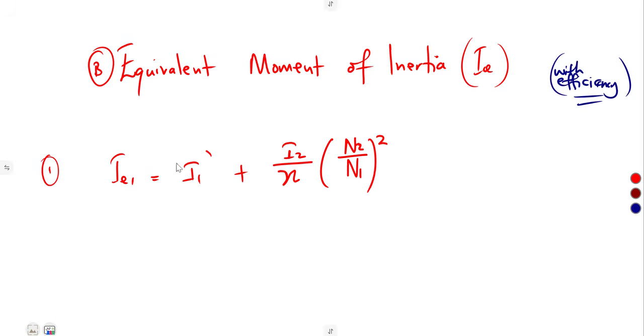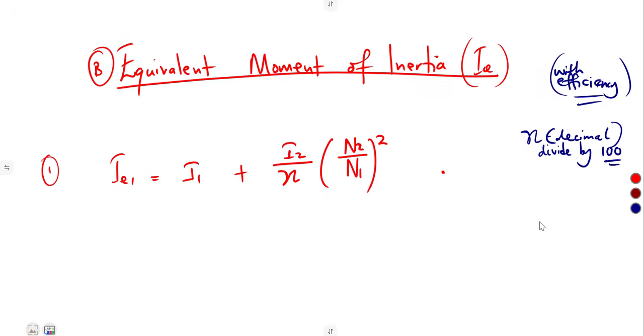I2 over efficiency. The first part is not affected at all. And this must be a decimal. Remember, whenever you are to substitute your efficiency, you substitute it as a what? As a decimal. Divide by what? Divide by 100. So this is it, referred to the primer. Equivalent moment of inertia, but referred to the what? Input. Referred to input.